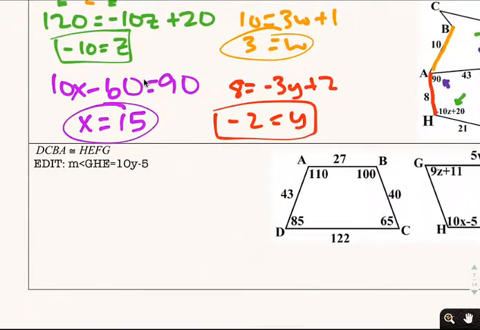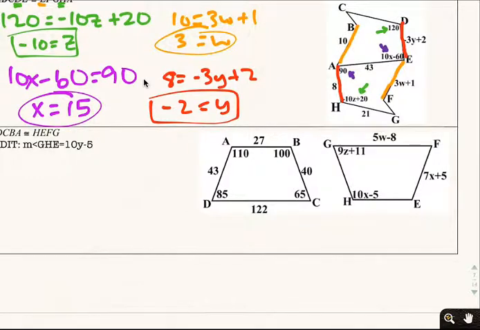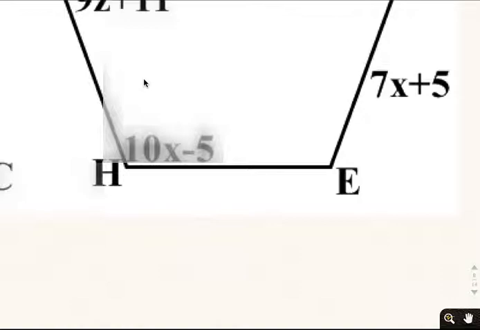It looks like I have a small edit here. Measure of angle GHE should be 10y minus 5. Okay, yeah, we have a little error here. So that's 10y. Man, that was terrible.